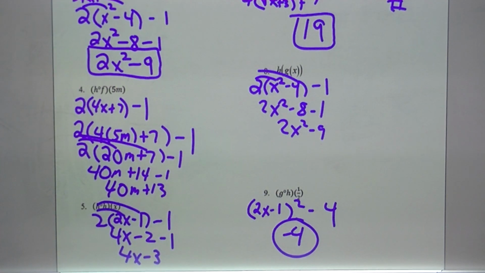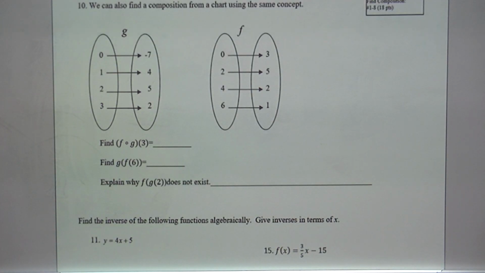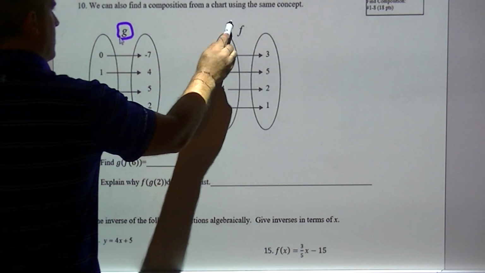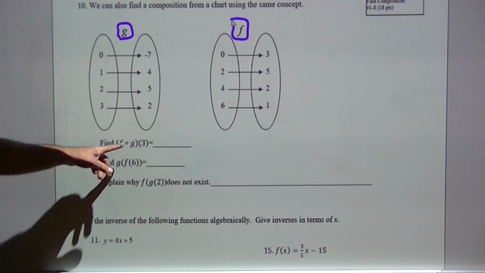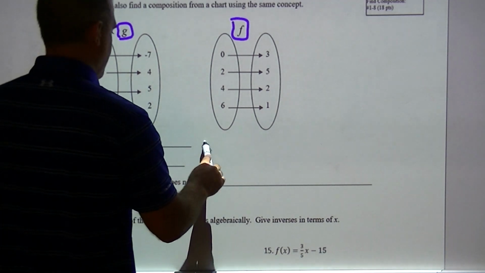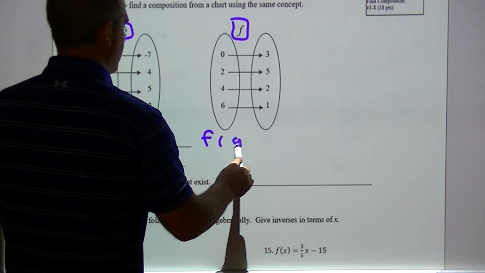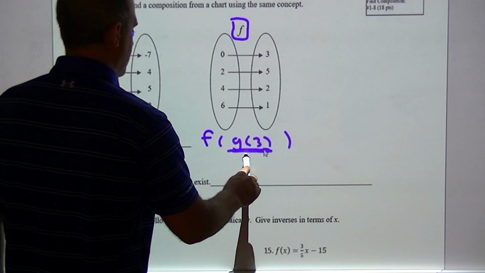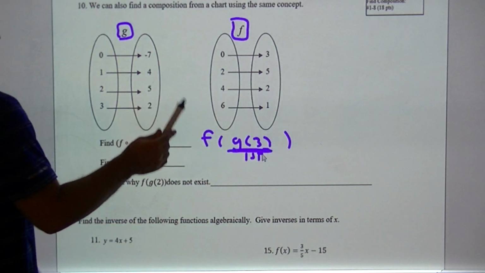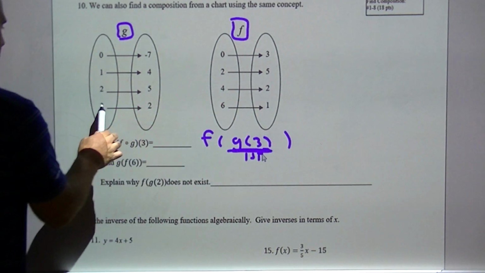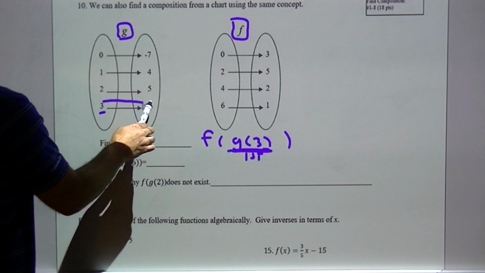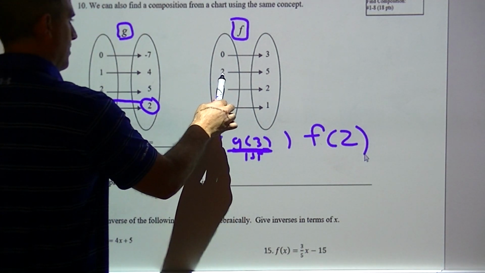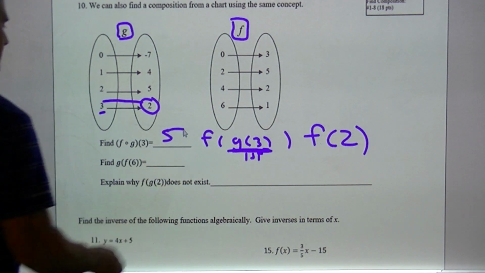Okay? Moving on. Question 10. Okay? So we got to use the pictures. This is the g function. This is the f function. Okay? So, when I'm doing f of g of 3, what I'm really doing, okay, is I'm going to evaluate this first. It's like almost like working backwards. So, g of 3, okay, here's 3. This leads to 2. So now I have f of 2. Okay? So I come to 2. 2 leads to 5. Okay?